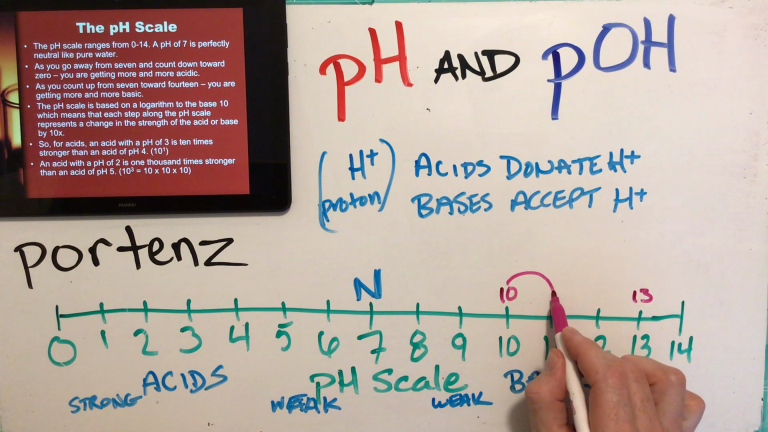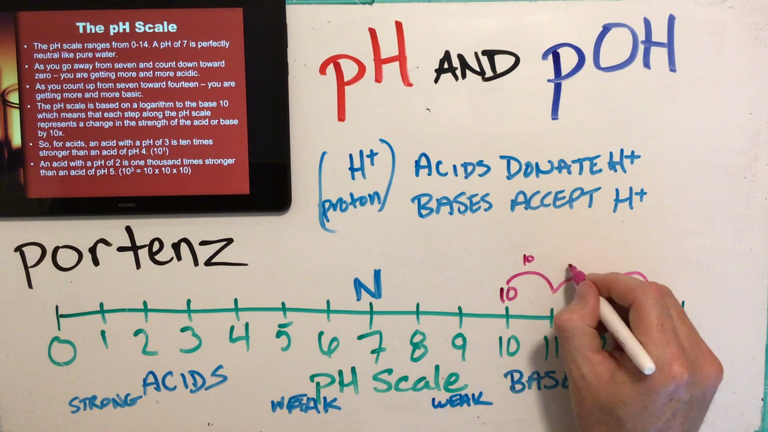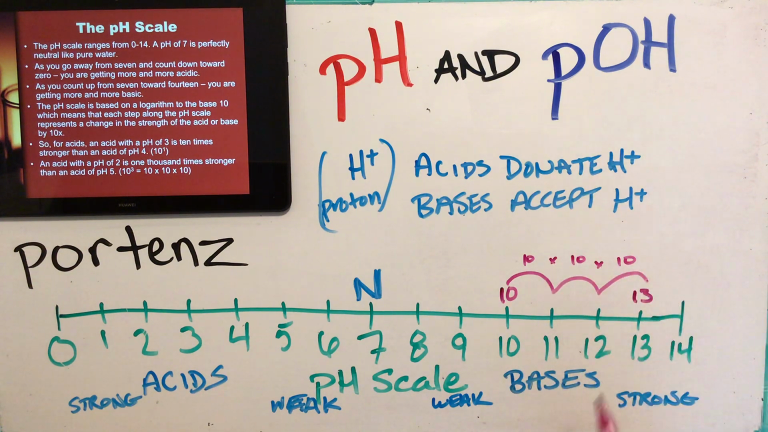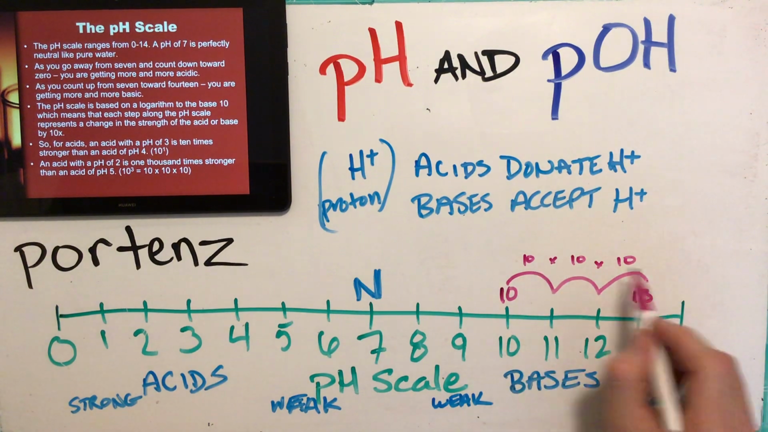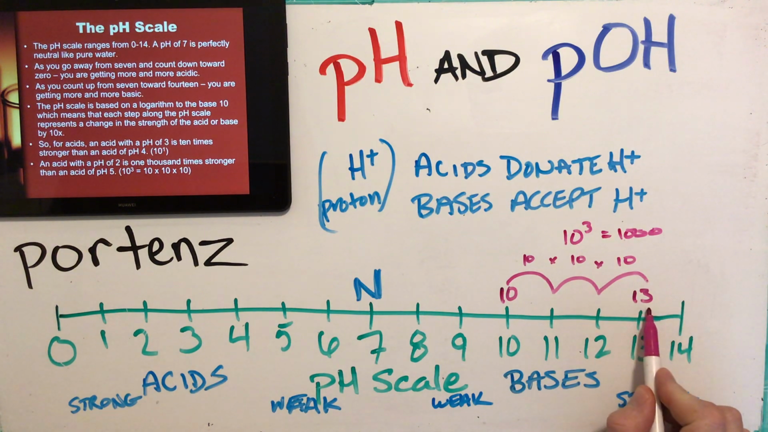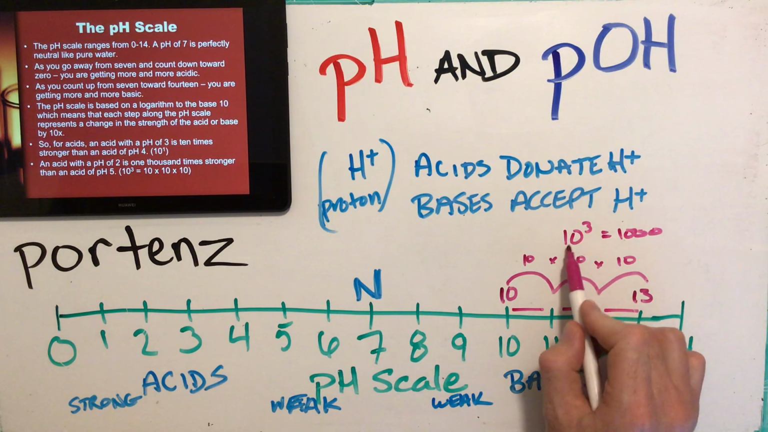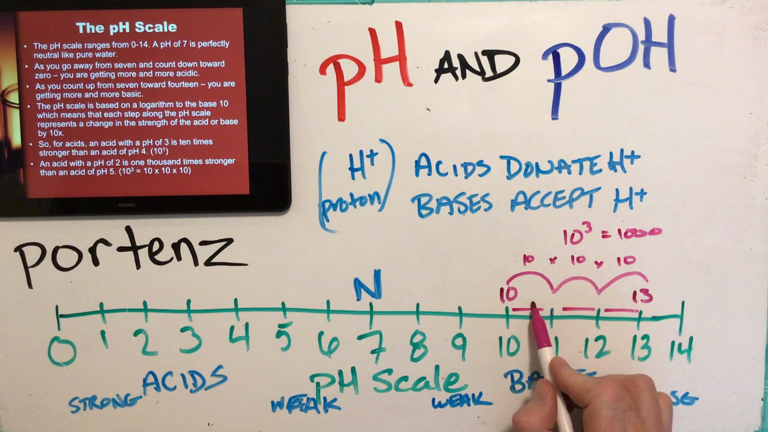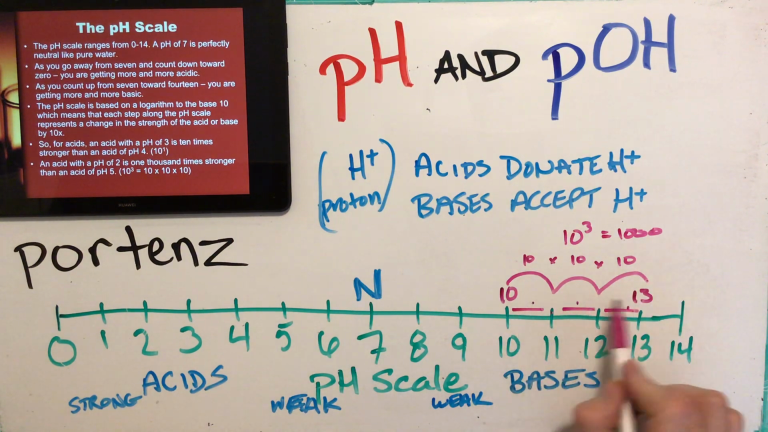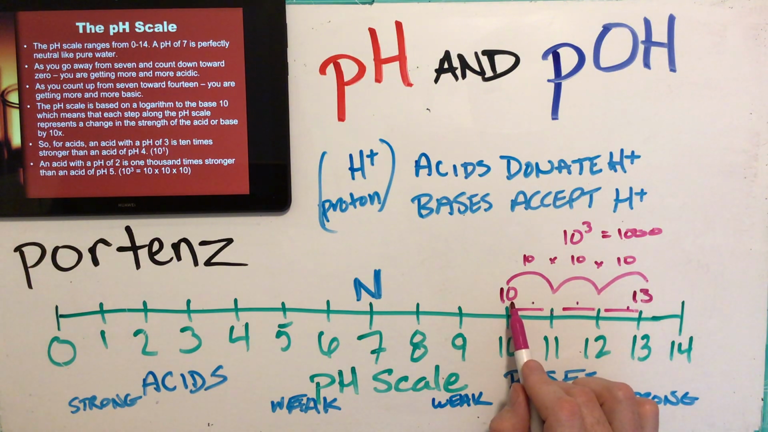So we go 1, 2, 3. So there's 3 steps. 1, 2, 3. So that's 10 times 10 times 10. And that means, if we look at it, it's 10 to the 3, so the 3 steps, and that's 1,000. It means that something with a pH of 13 is 1,000 times more basic than something at a pH of 10, right? 1, 2, 3 steps. Each of these is 10 times, so it's 10 to the third. 1, 2, 3. All right? So something with a pH of 13 is 1,000 times more basic than something with a pH of 10.